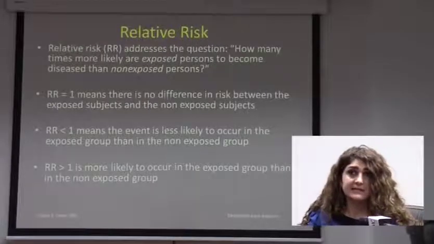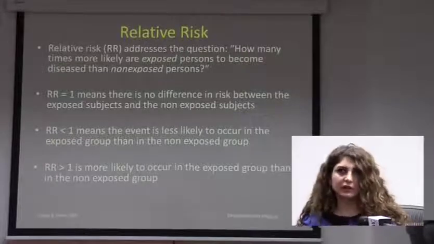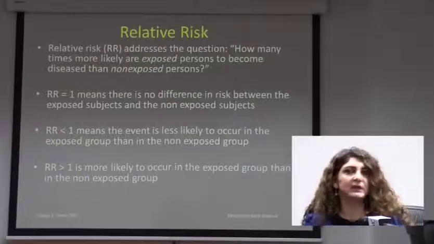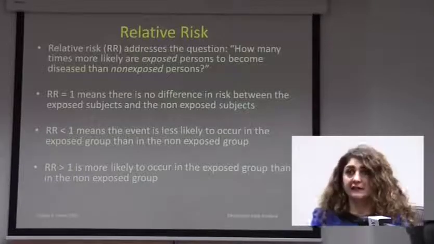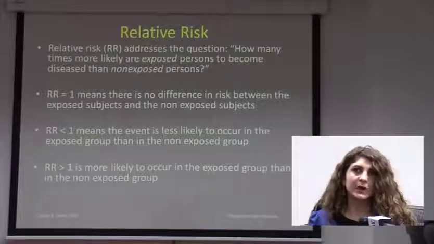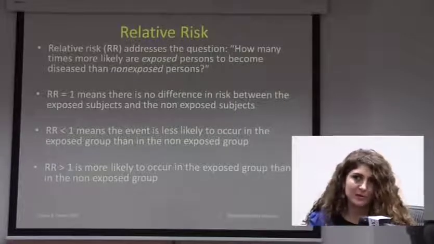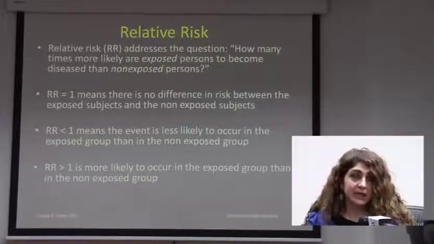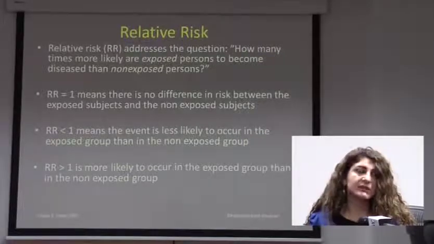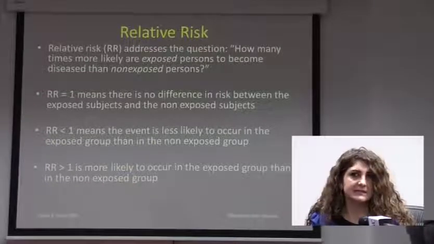Now, the relative risk is a very used index of describing the relationship between two categorical variables, and it's maybe the easiest to interpret. The relative risk addresses the question: how many times more likely are those who are exposed to become diseased than those who are not exposed? It's a number. If it's equal to 1, it means the risk is the same between the two groups, so exposed and non-exposed are equally likely to have the disease.